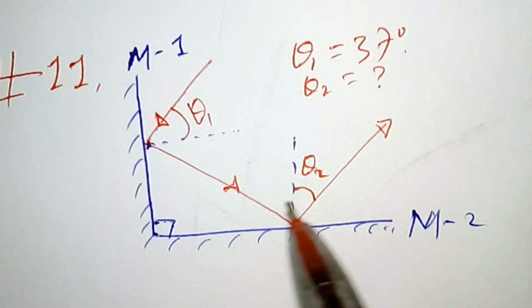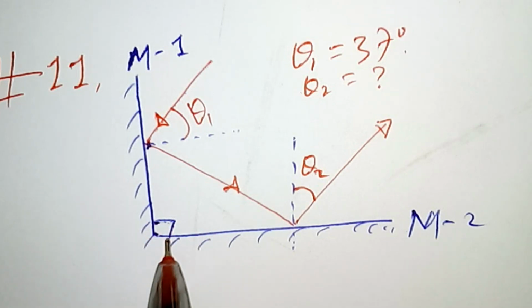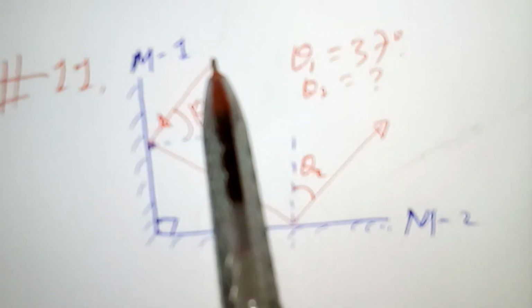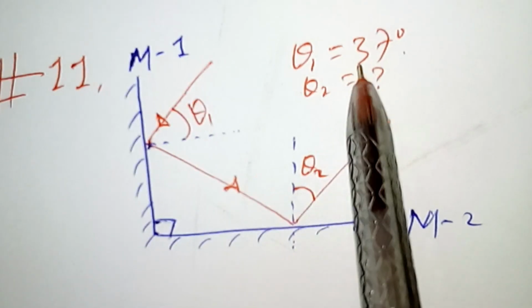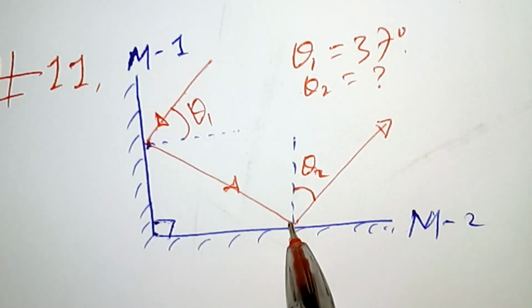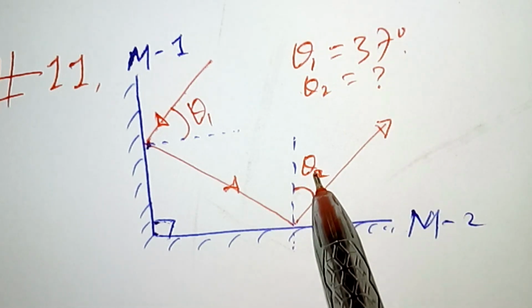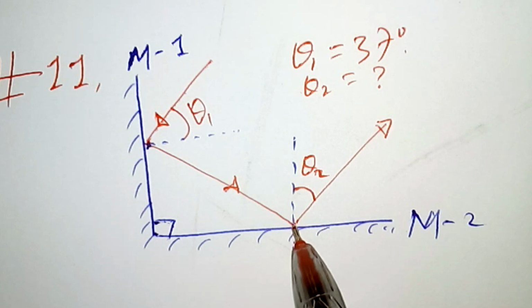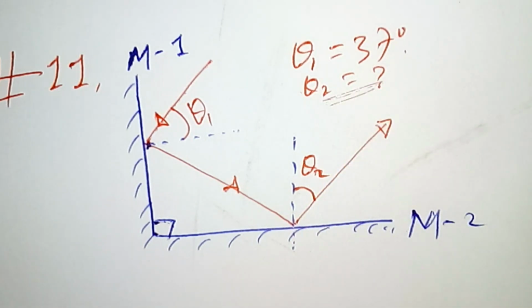So two plane mirrors, mirror 1 and mirror 2, are placed perpendicular to each other, and a ray of light is incident on mirror 1 at an angle of theta 1, which is equal to 37 degrees, and reflected off mirror 1, and again it is incident on mirror 2 and reflected back at an angle of theta 2. Then what is the angle of reflection from mirror 2? That is theta 2.